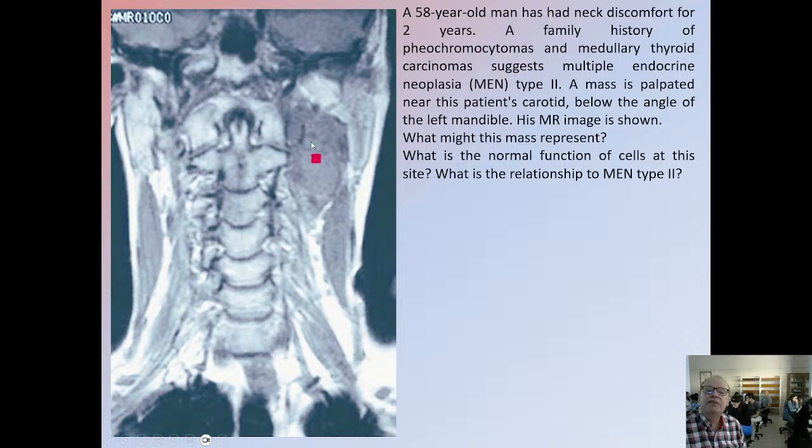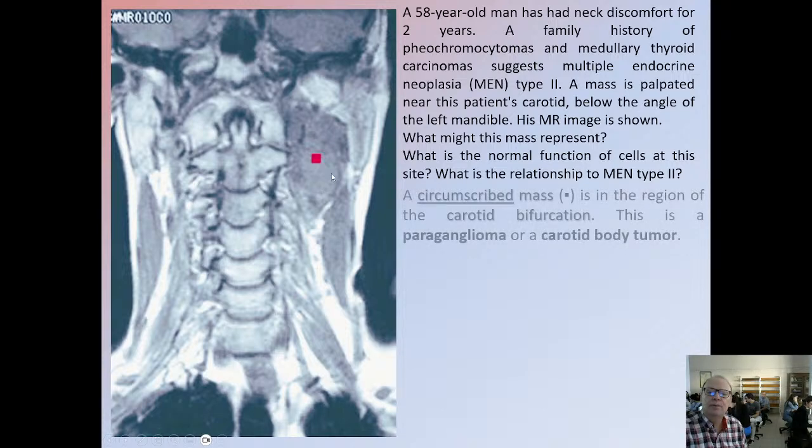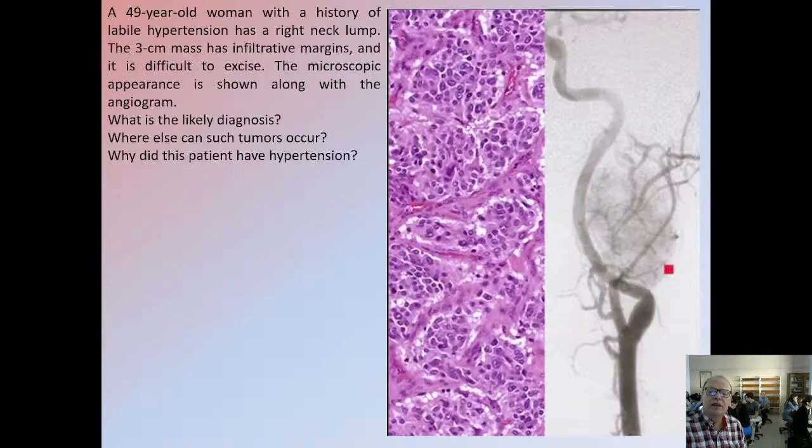Where is this tumor-like lesion located? Have a look here. It's near this patient's carotid. And have a look at the histology. It's close to where the carotid gives its two branches, internal and external. And have a look at the cells forming this tumor.